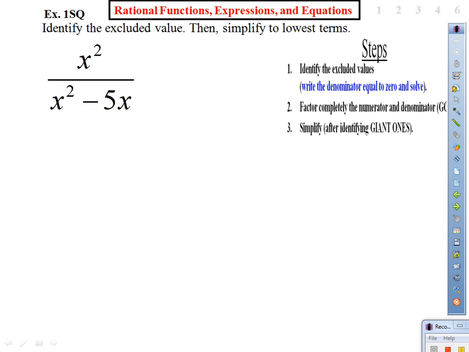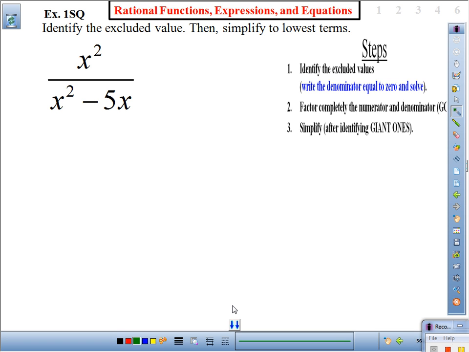Example 1, super cube. We've got x squared over x squared minus 5x. Once again, we're finding the excluded values and simplifying. All right, Jacob, pass it to someone. Abraham, tell me what to do for the excluded value. Okay, set the denominator equal to 0.